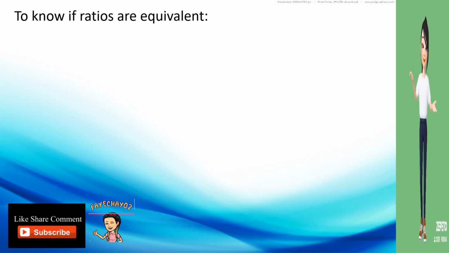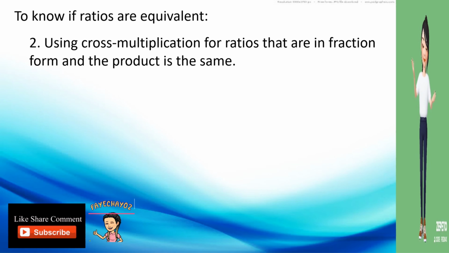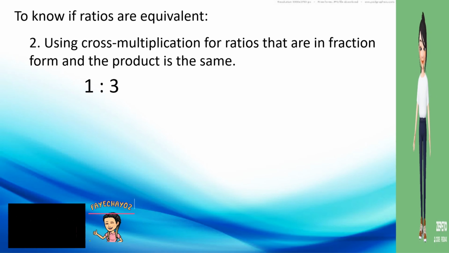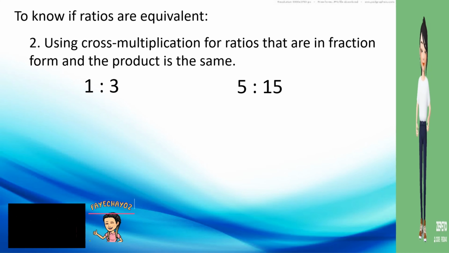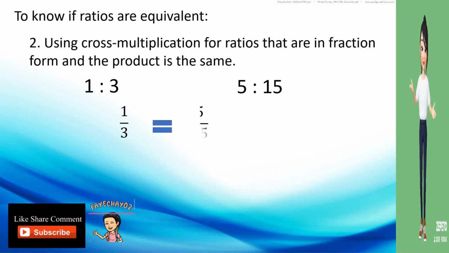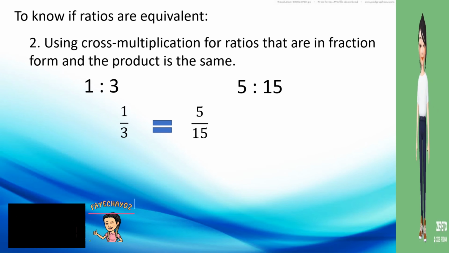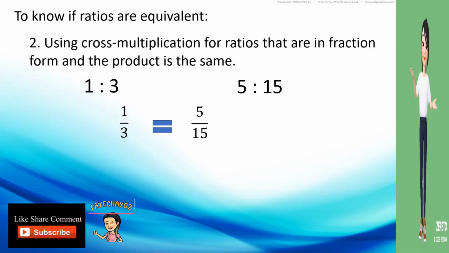This time, we're going to use the second way. So we are using cross multiplication. So let us try another example. We have 1:3 and 5:15. First, we will change the two ratios into fraction form. So 1:3 becomes 1/3 and 5:15 is 5/15. And then we will apply the cross multiplication.